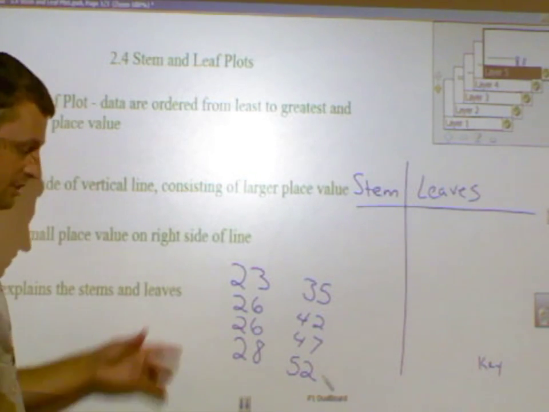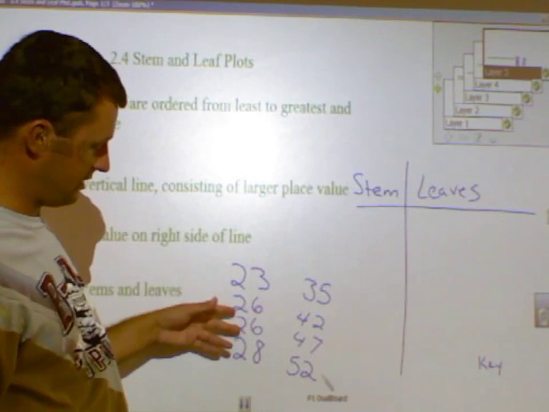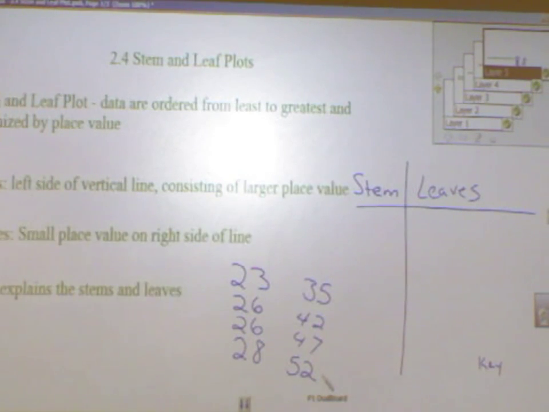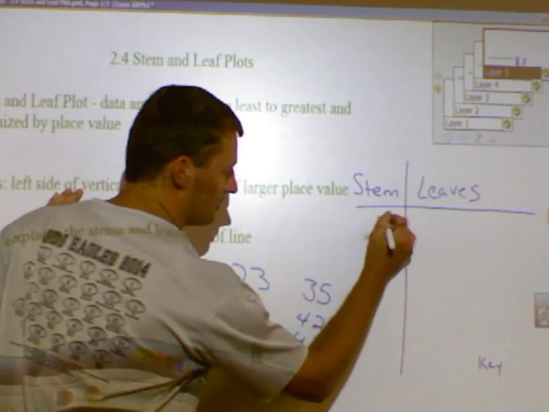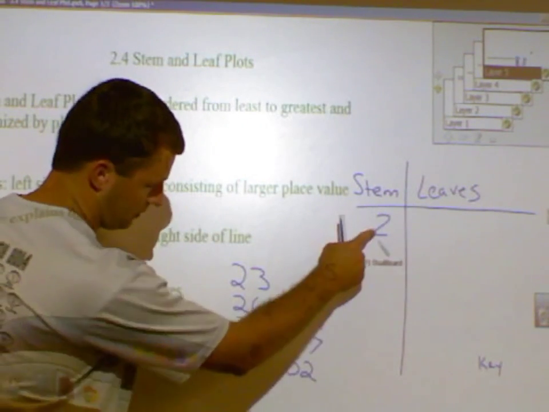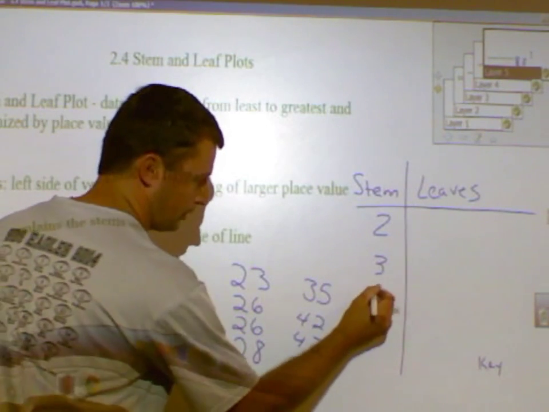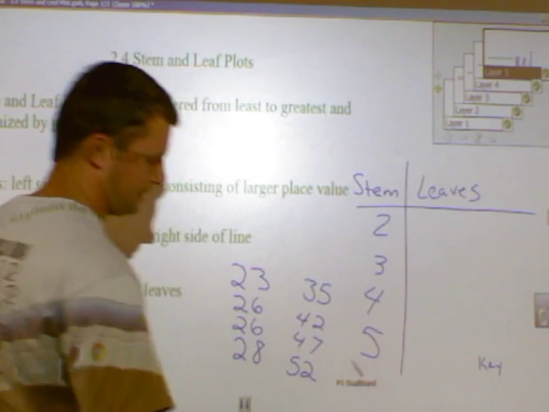A stem and leaf plot can go like this. First of all, I've got tens. Tens place is my biggest digit, so I'm going to make that my stem because that's my biggest place value. And so for stems, I have numbers in the 20s, which shows by my 2. I've got numbers in the 30s. I have numbers in the 40s. And I have numbers in the 50s.